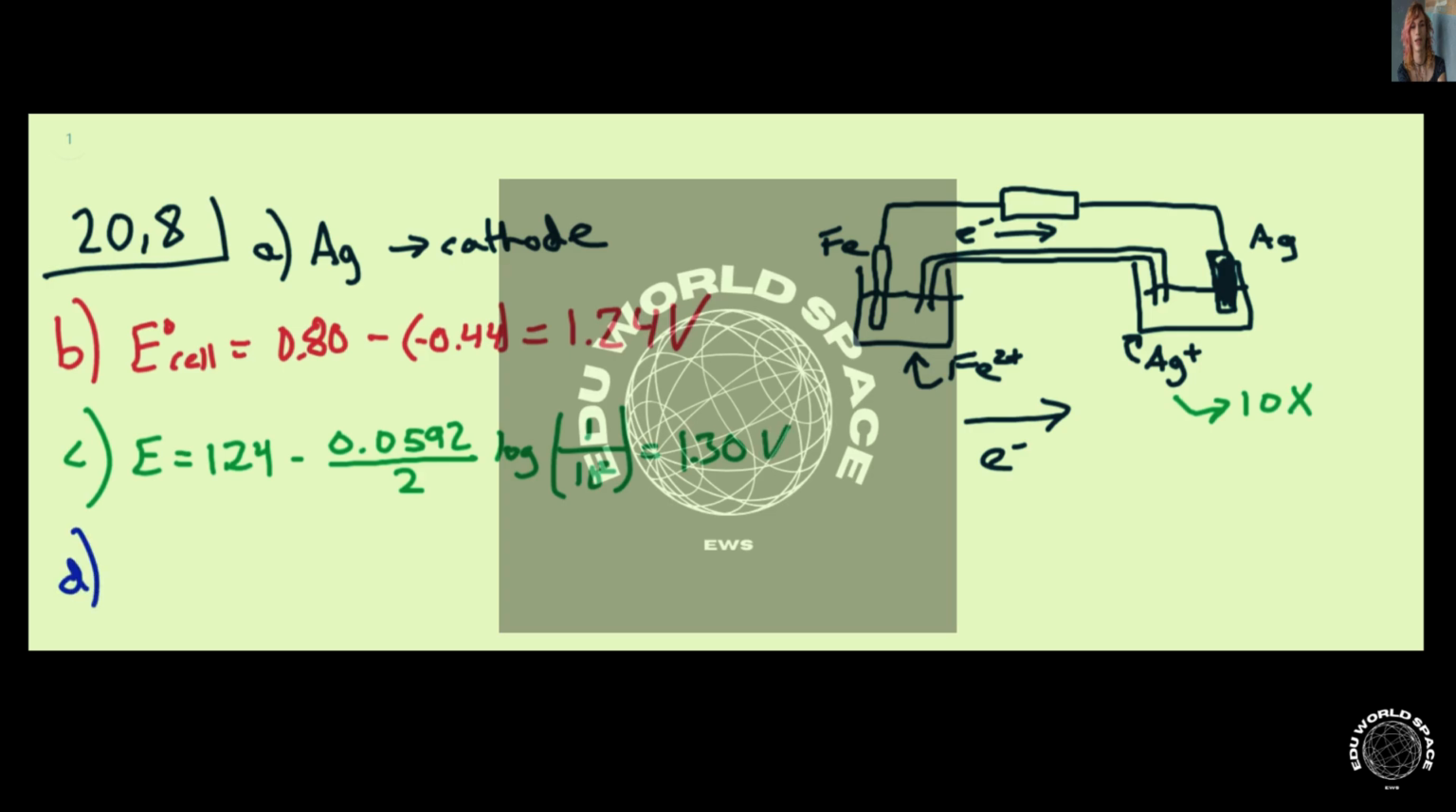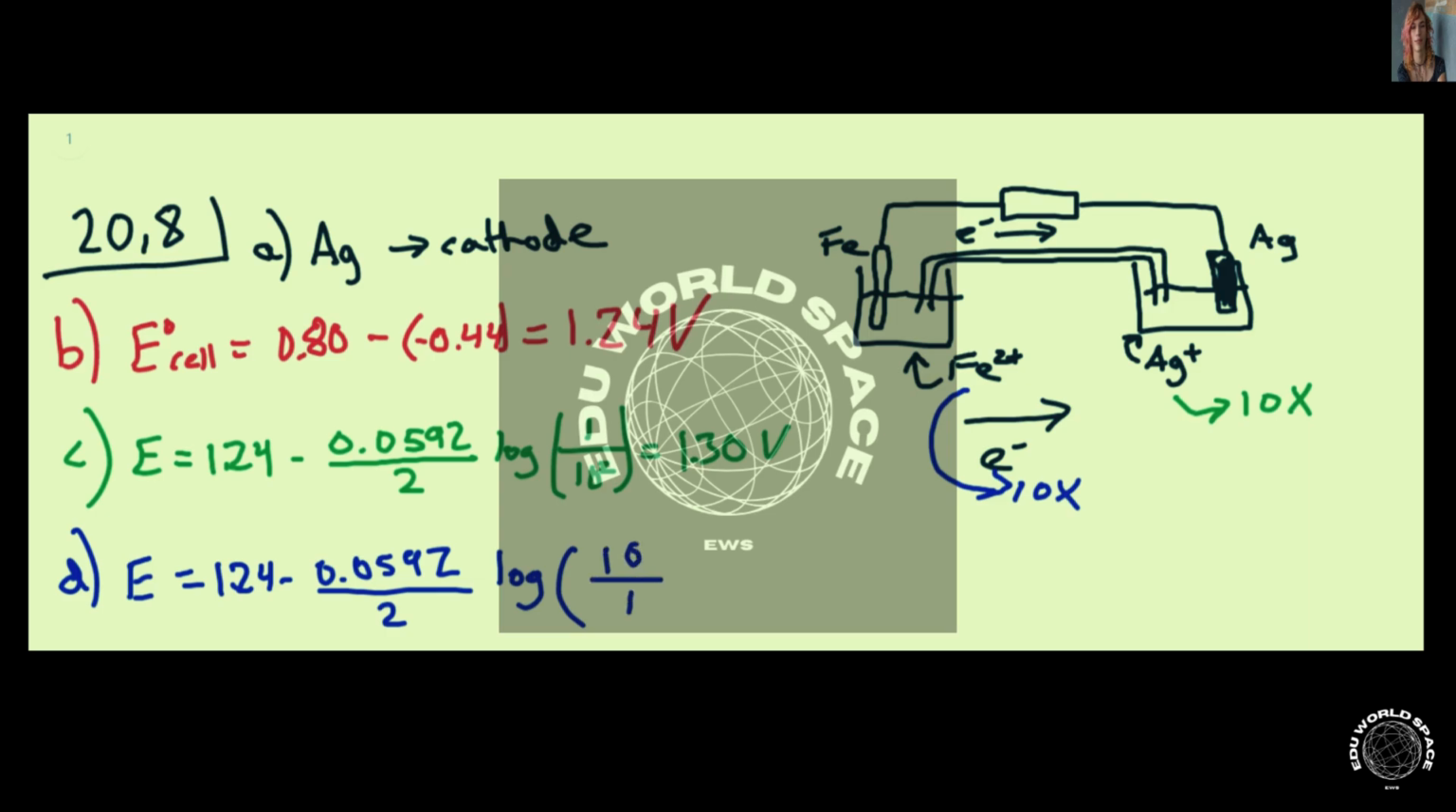And in part D, they're asking us, what about if we increase the concentration of ions in the anode by 10? So we do the same thing, E is equal to 1.24 minus 0.0592. The only difference here will be the Q value. So we have a log, and then we have 10 over 1 squared, so they're reversed because we're talking about the anode now. And when we do this calculation, we get a value of 1.21.